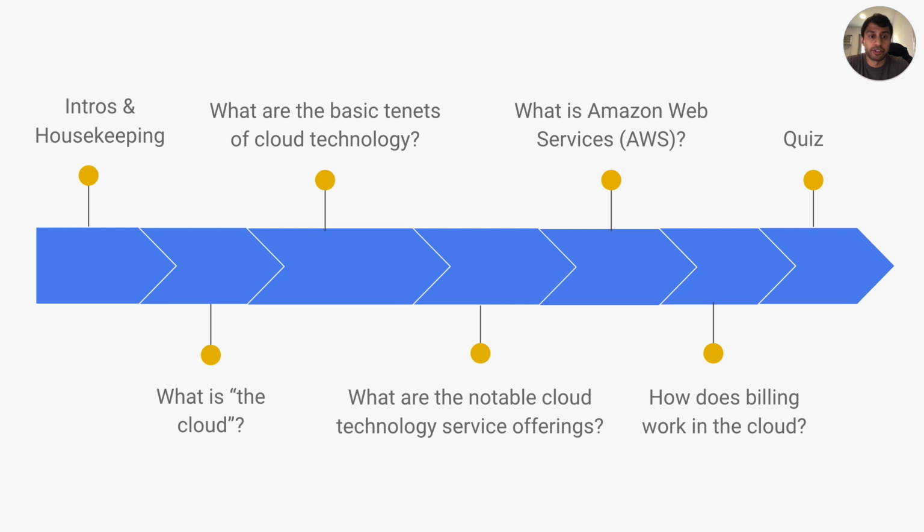This is our agenda for the day. We're going to first define the cloud, then go over some core tenets that constitute the cloud. We're then going to go over some notable cloud service offerings. Then we're going to see how all of these things get implemented in Amazon Web Services, concluding with an overview of AWS's pricing model. Like the other classes, after the lecture, there will be a quiz waiting for you on the Teachable platform, if that's where you're watching this video.